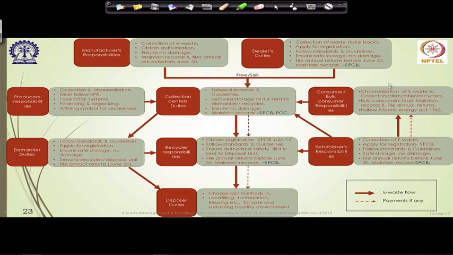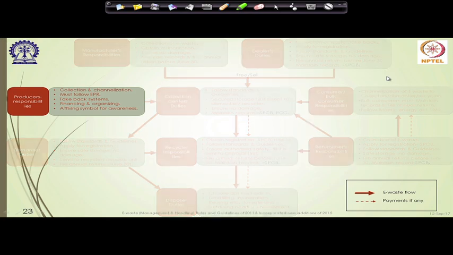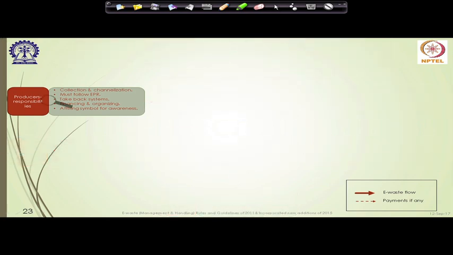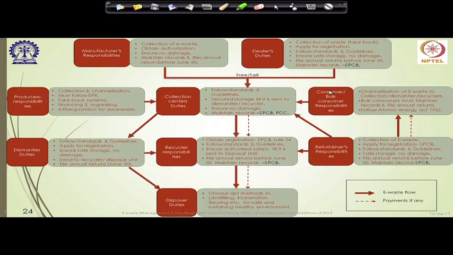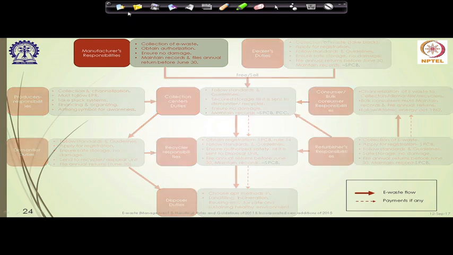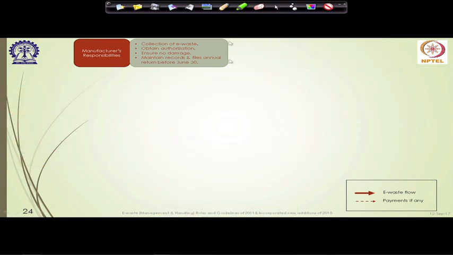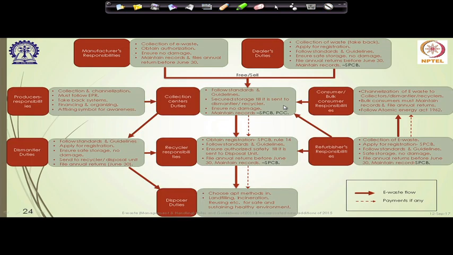That being said, let's look at each of them in detail. In terms of the producer's responsibility, what are they? The producer's responsibility is to make sure the collection is done properly. When I am talking about producers, it is the e-waste producers, and they have to do the collection and channelization part. Let's see. So, we go to the next one.